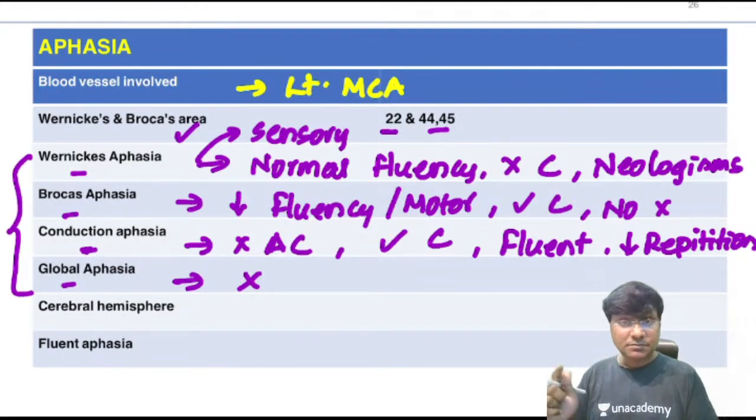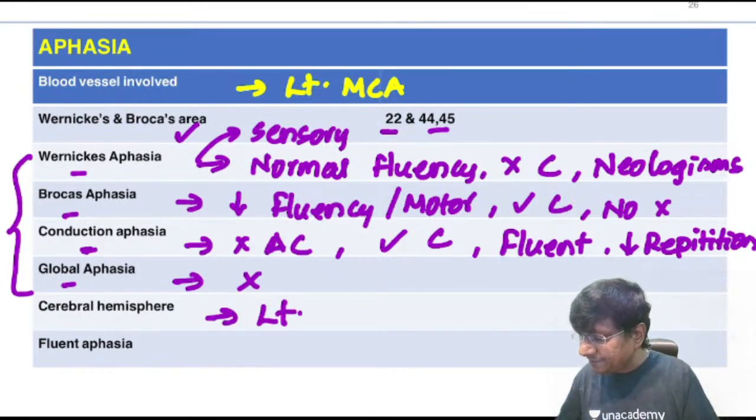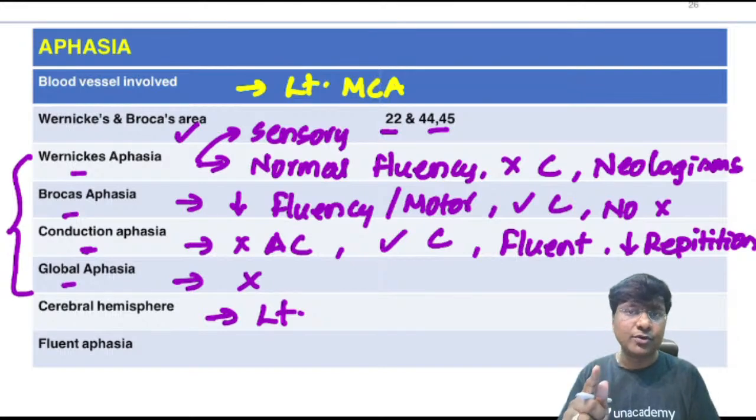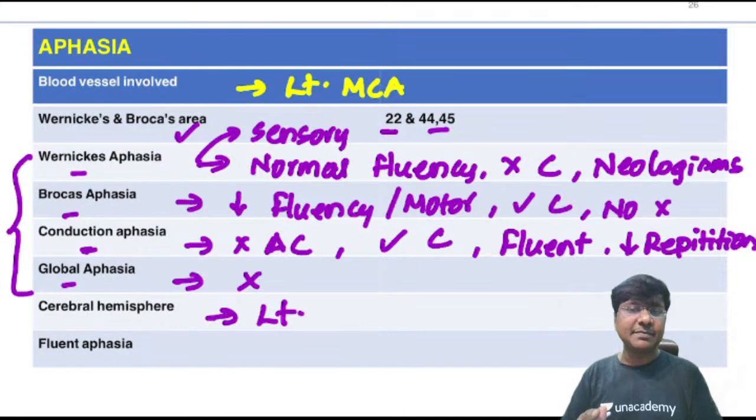Next. Now, which particular cerebral hemisphere is involved in the development of aphasia? It should be the left cerebral hemisphere, that is the dominant lobe, and Broca's area as well as Wernicke's area are present in the left cerebral hemisphere but not in the right cerebral hemisphere.